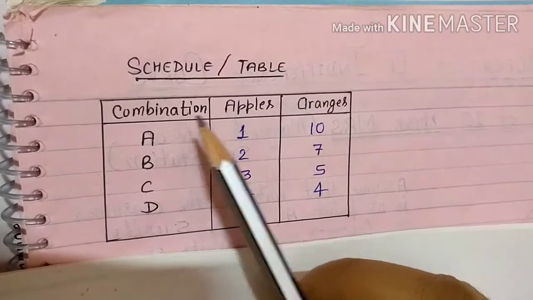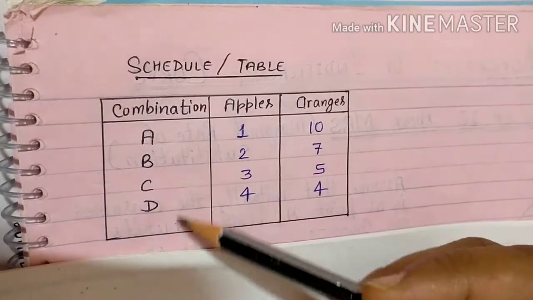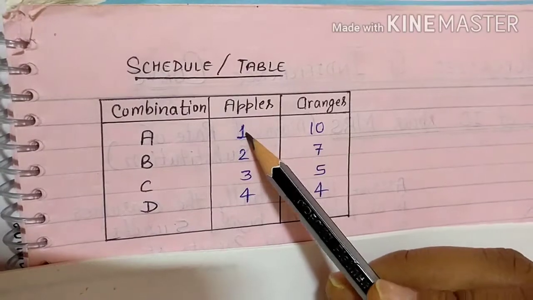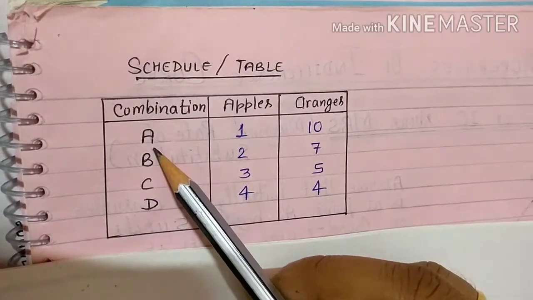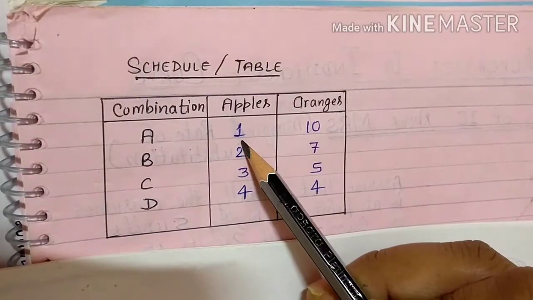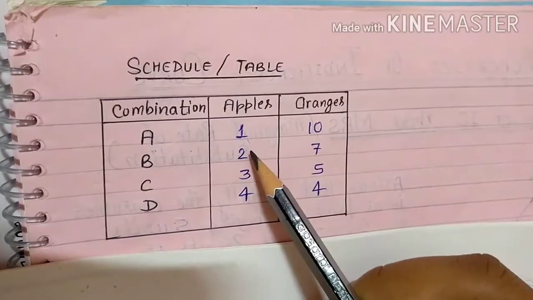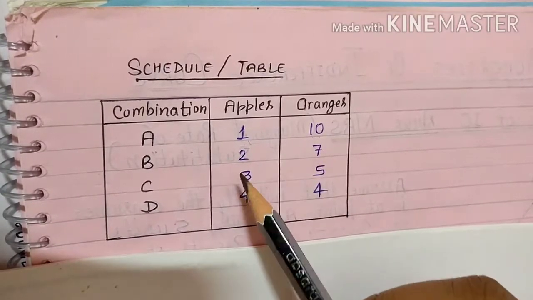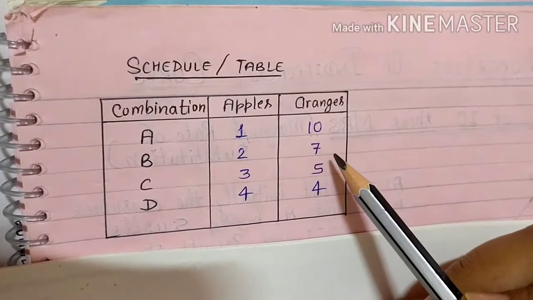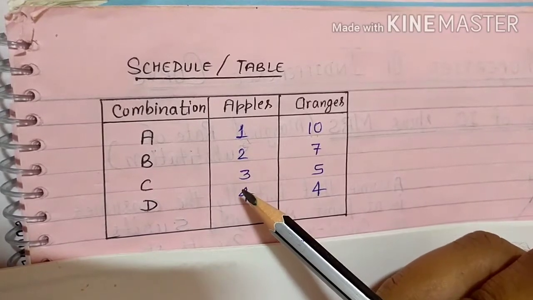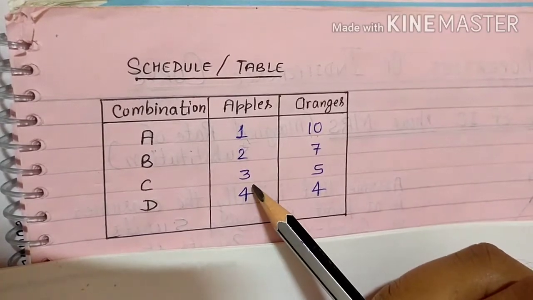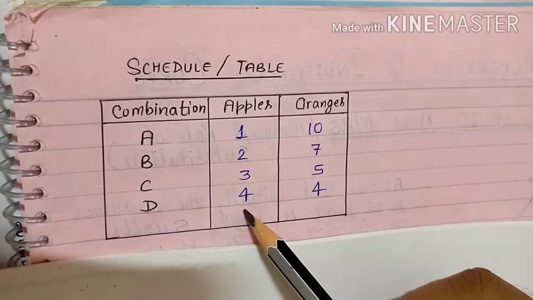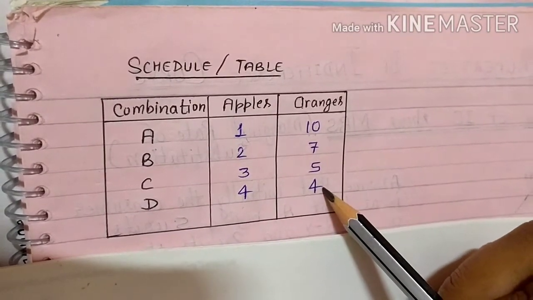So this is our schedule, or you can say table, which shows the various combinations, combination A, B, C, D, of two goods, that is apples and oranges. The first combination shows 1 apple and 10 oranges. When we purchase 1 apple and 10 oranges, we get the same satisfaction as we get by purchasing 2 apples and 7 oranges. It is also equal to the satisfaction we get after purchasing 3 apples and 5 oranges, and also equal to what we get when we purchase 4 apples and 4 oranges.